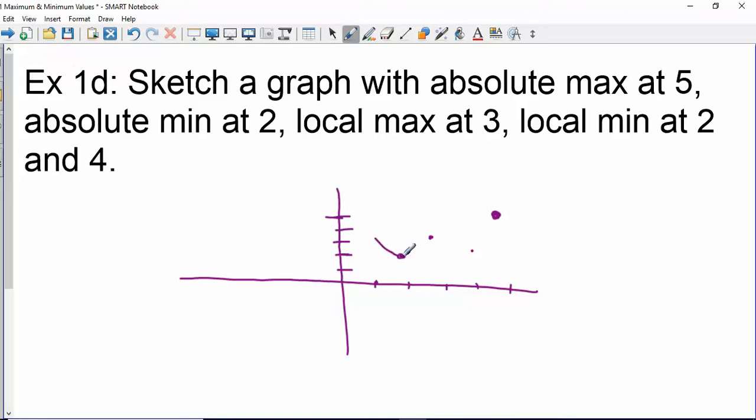Okay, so let's see if we can draw a graph. So this is my lowest. We need a maximum here of 3, a minimum here, and a maximum here. This can't keep going because then I wouldn't have an absolute max. So that is one such graph. Any questions there?